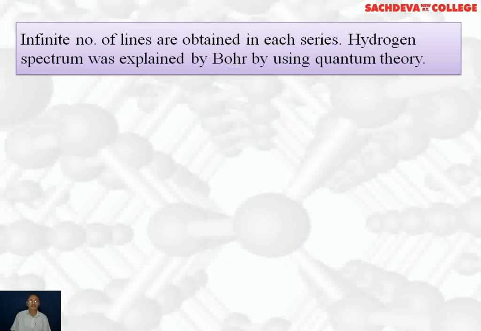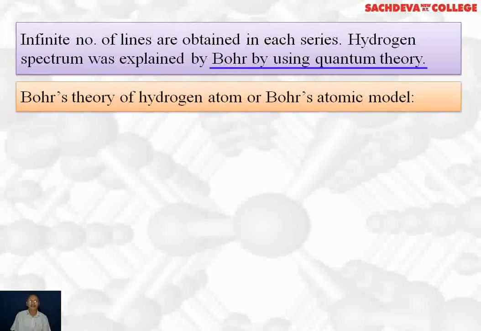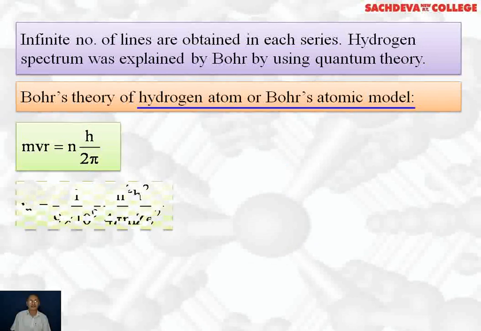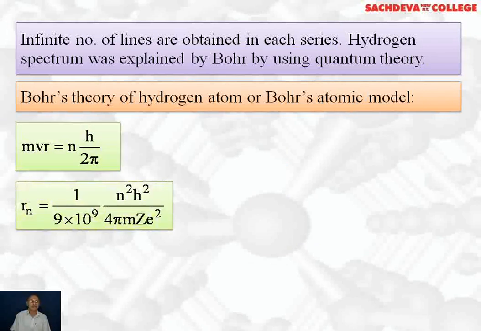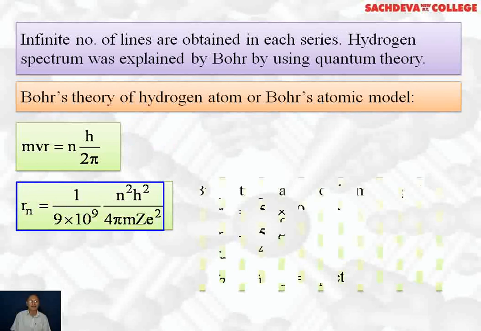Hydrogen spectrum was explained by Bohr by using quantum theory. Bohr's theory of hydrogen atom, or Bohr atomic model, gives these formulas: mvr is equal to nh over 2 pi, and rn is equal to 1 over 9 into 10 power 9 into n square h square divided by 4 m pi z into e square.